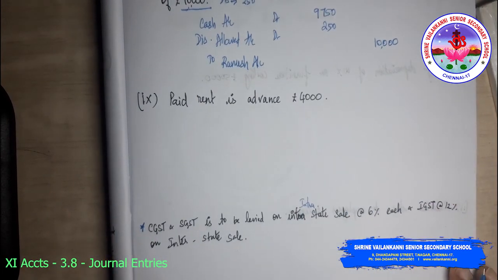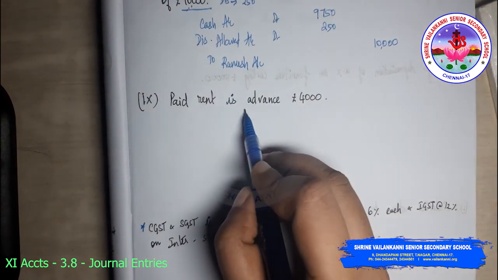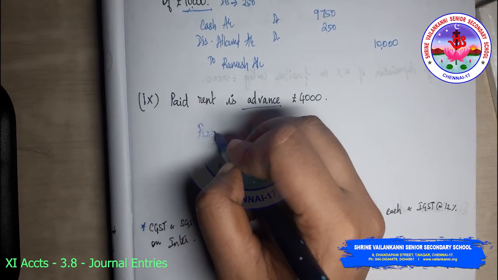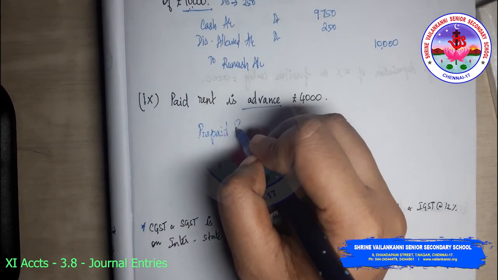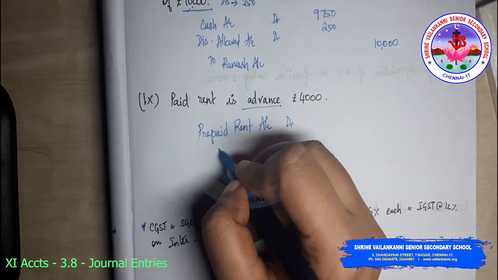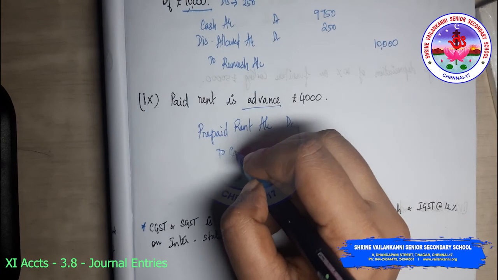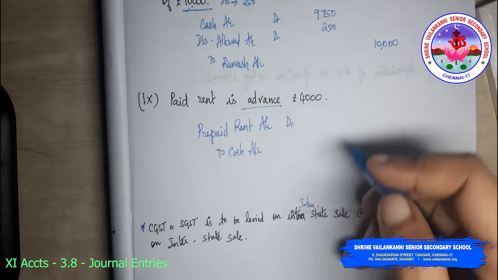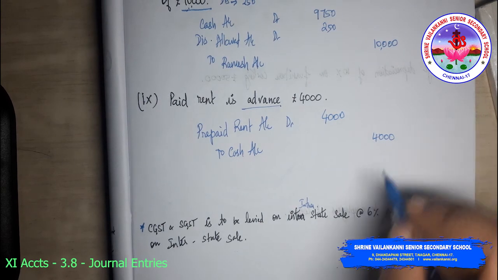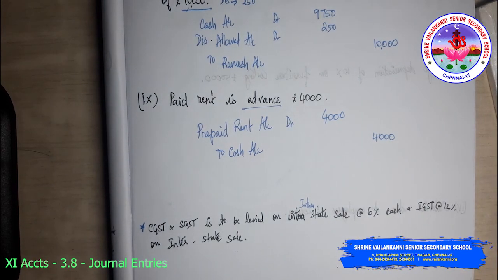Now paid rent in advance. Now it is prepaid rent. In advance they are paying, so it is called prepaid rent account debit to cash account 4,000. I hope that this is clear to you.